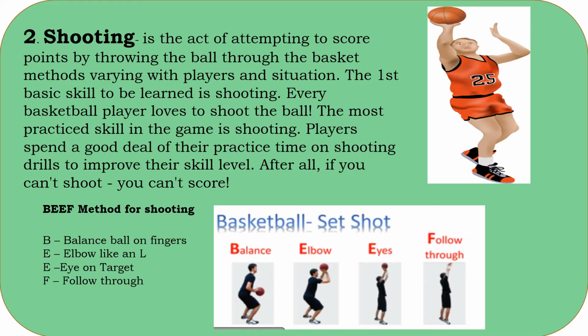Now we have the BEEF method for shooting. This is an acronym for the word BEEF. B stands for balance, ball on the floor's. E for elbow, like an L, and E for eye on the target, and F for follow through. So you can see the illustration on how to do this method for shooting.